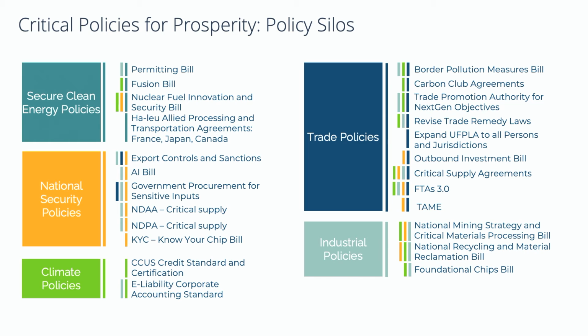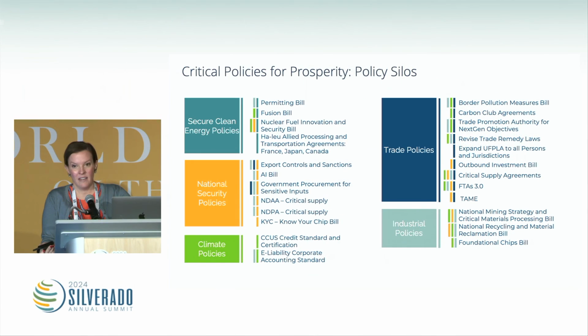It would be a good idea if we first revised our trade remedy laws, because we need more agile tools with less discretion. We should probably expand the UFLPA to all persons and jurisdictions. Turns out you can take a slave and move them to someplace else outside of Shenzhen. So we have to start thinking about ways that circumvention might happen before we write a bill.